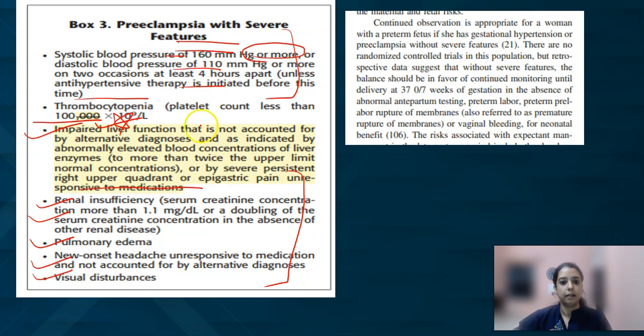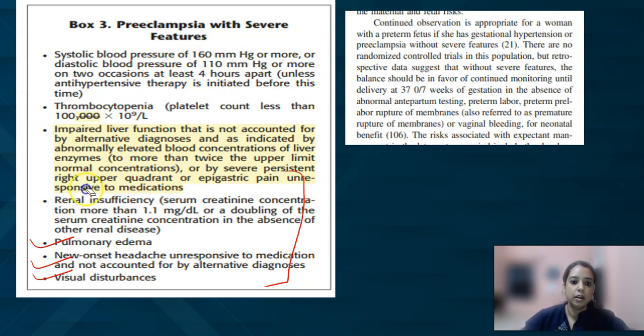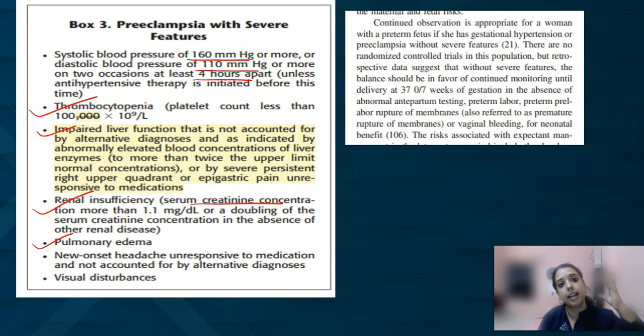Then another thing which is being asked is, what is preeclampsia with severe features? Now first, you have to differentiate your preeclampsia into mild, moderate and severe. Preeclampsia with severe features is either the BP is 160 by 110 on 2 occasions, again 4 hours apart, or there is thrombocytopenia, or impaired liver function, or renal insufficiency shown by high creatinine levels, pulmonary edema, or the patient has cerebral symptoms like headache and visual disturbance. Then also it is severe preeclampsia.